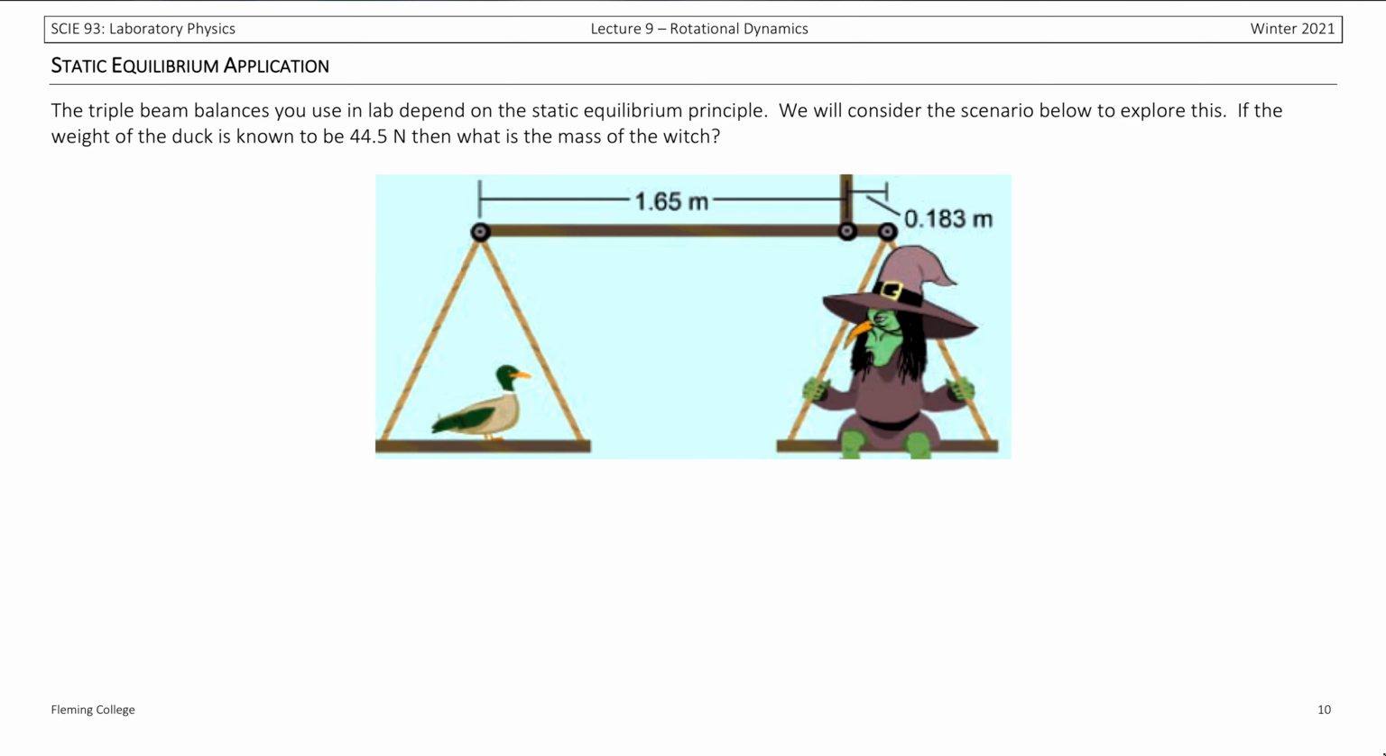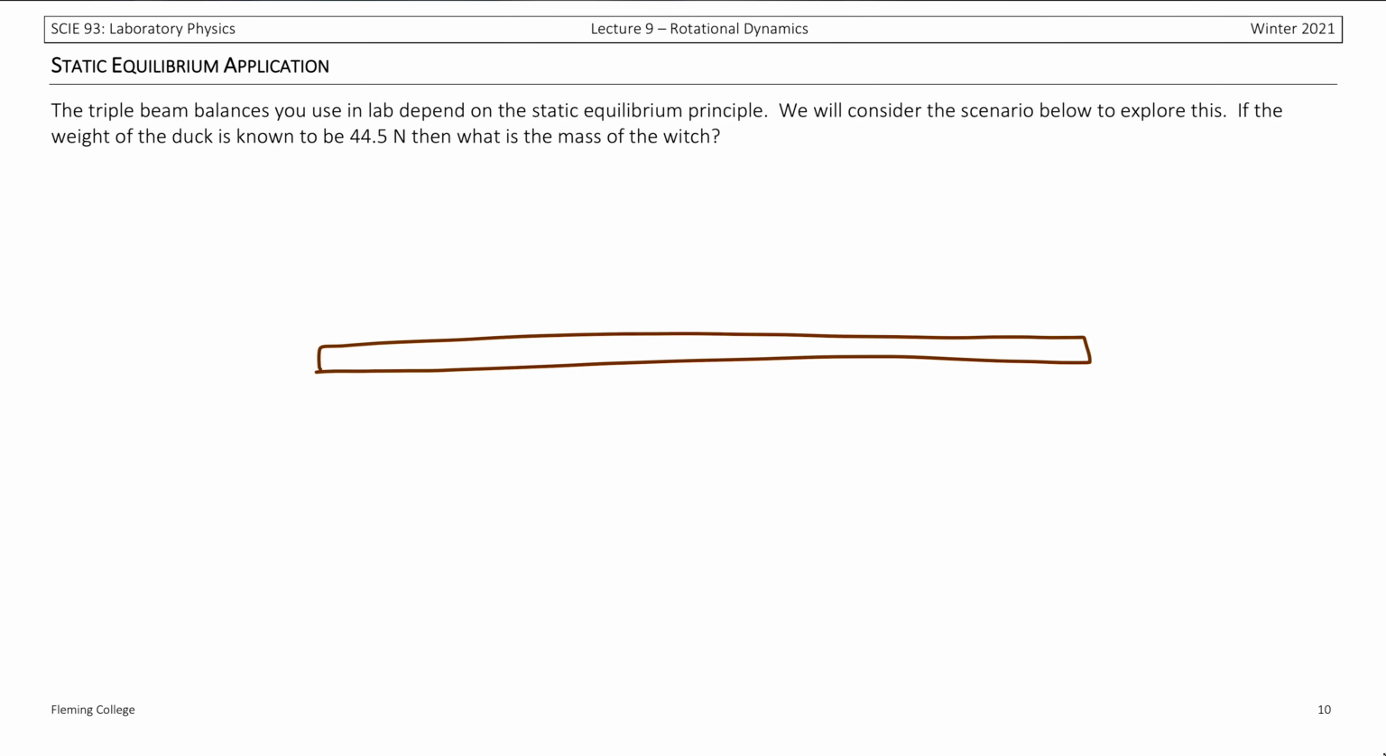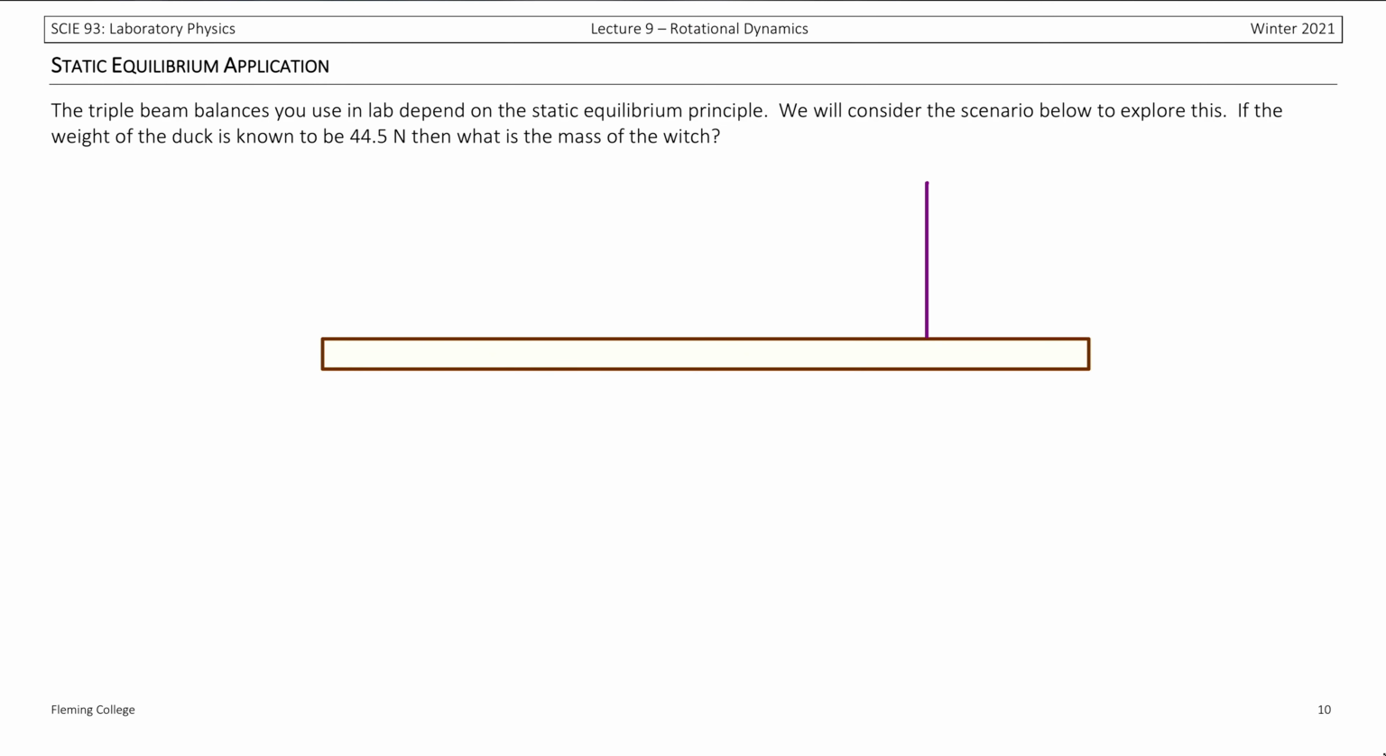Now, one of the things to note is that if this was a balance beam, the duck would have an adjustable radius, and that's how you could bring this into static equilibrium if it wasn't there. Let's clear this picture out and draw our sketch over top of it. So we can draw in a thin rod to act as our balance, and we can draw in the force of tension that holds the thin rod up, and the known weight of our duck, and the unknown weight of our witch.